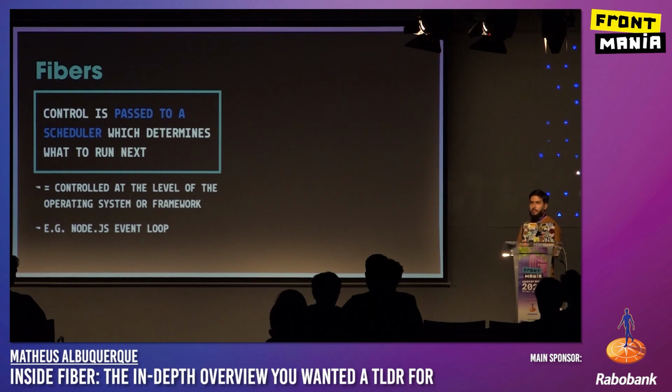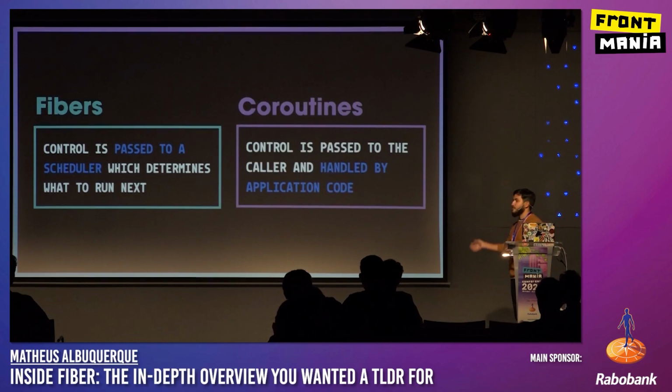So just to recap before we move forward, with fibers, we have the control passed to a scheduler, and this scheduler is what's going to say what's running next. And this might happen at framework level, OS level. It could be, for example, the Node.js event loop itself. And in coroutines, we have the control passed by the caller, and that's handled by application code. So it's you who's writing the code that handles that.